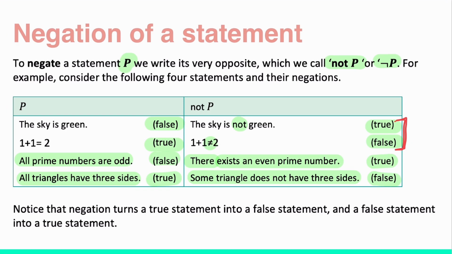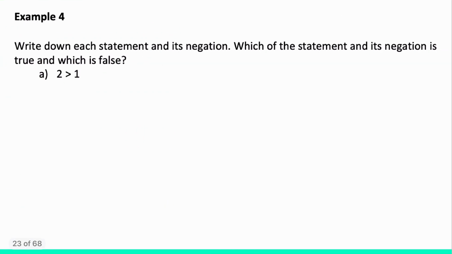The key thing to take away here is that negation turns a true statement into a false and a false statement into a true. So we're going to go ahead and practice negating some statements. First of all, we've got: write down each statement and its negation, which is true, which is false.